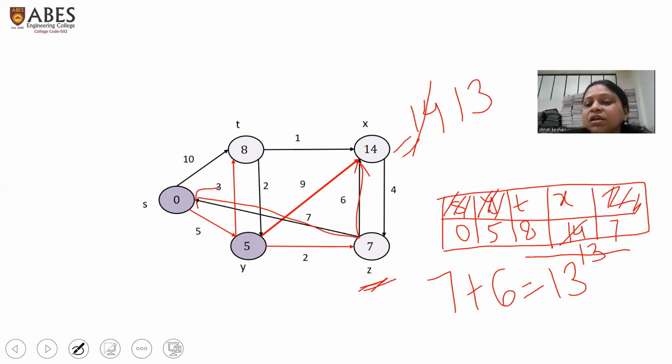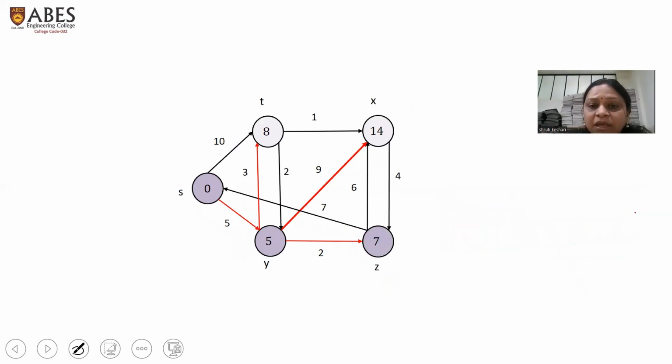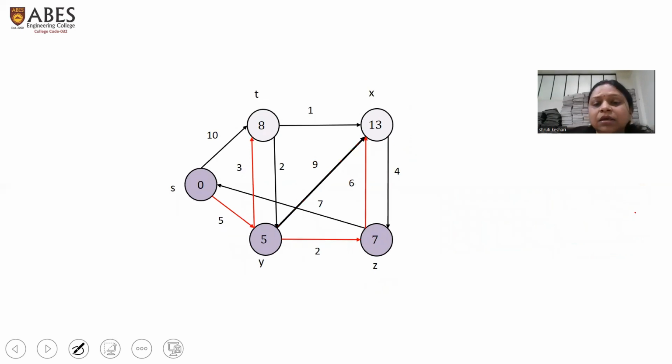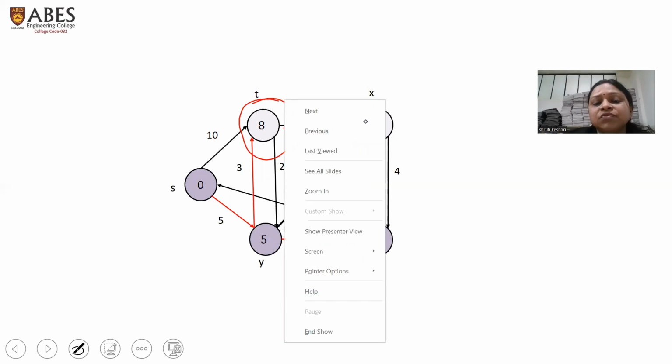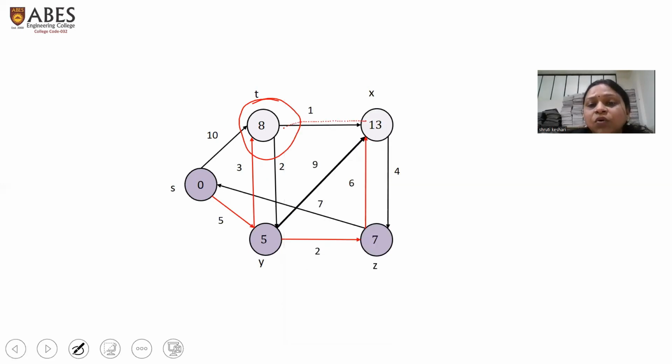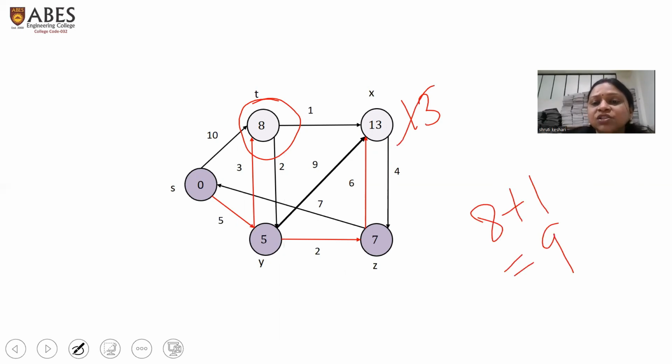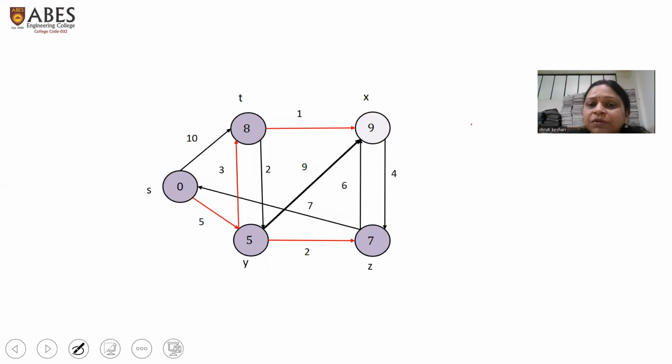Now this is already visited. What is the minimum value between these two, 8 and 13? 8 is the minimum value. Now choose the vertex T. From T you have an edge to X, which has weight 1. Originally the cost is 13 for vertex X, but when you go from T to X, you will have 8 plus 1, that is 9. Relax this value as 9, because 9 is less than 13. You will get this value here. Now the last vertex is X.